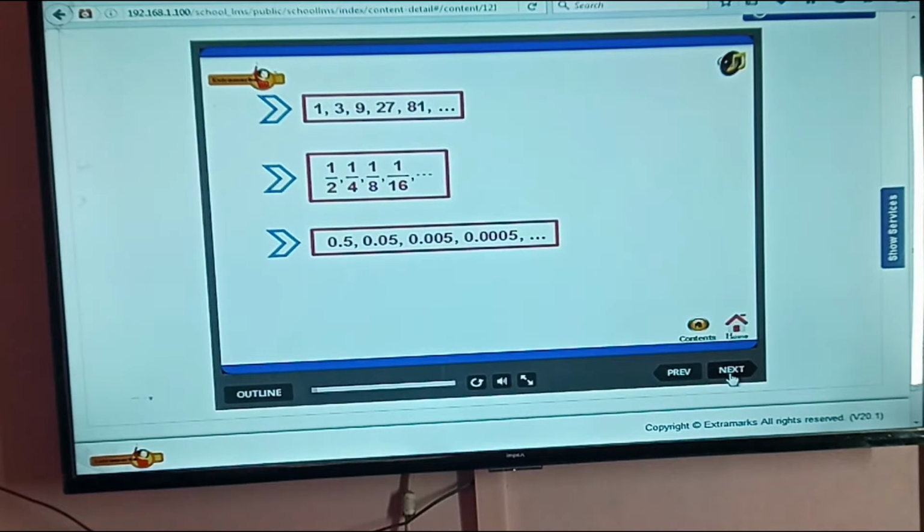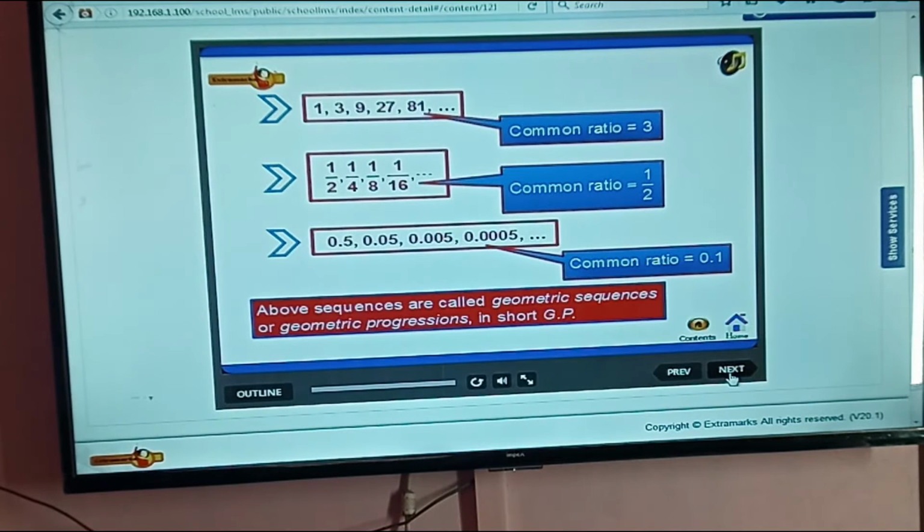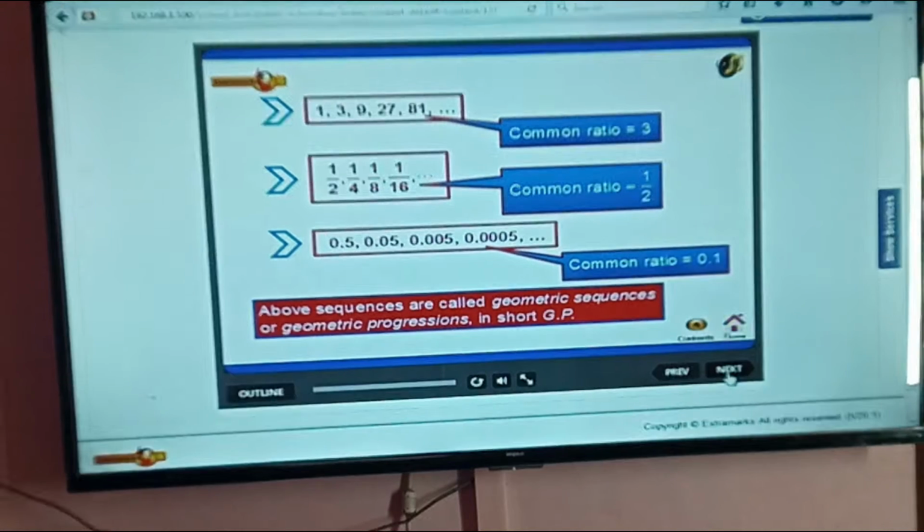The constant ratio observed in all these sequences is generally known as common ratio. Observe that in the first sequence, the common ratio between the successive terms after the first term is 3. In the second sequence, the common ratio is 1/2. In the third sequence, the common ratio is 0.1. All the above sequences are known as geometric sequences or geometric progression, in short, GP.